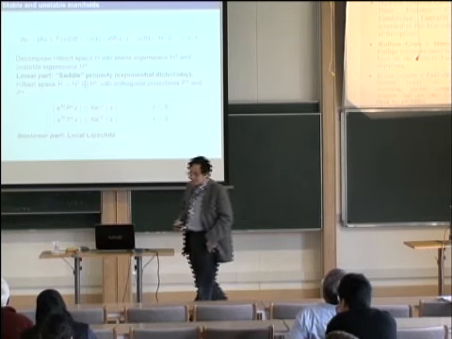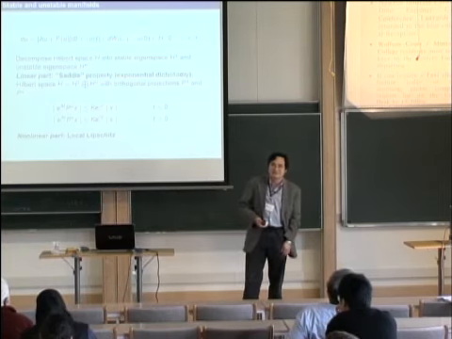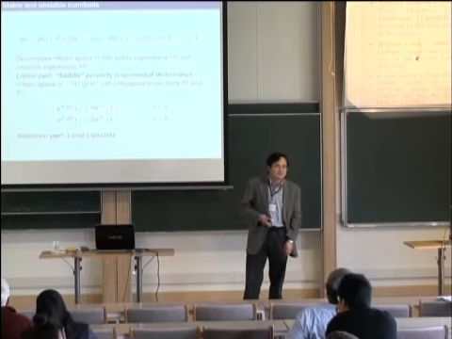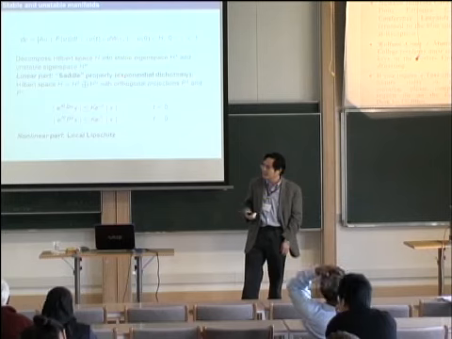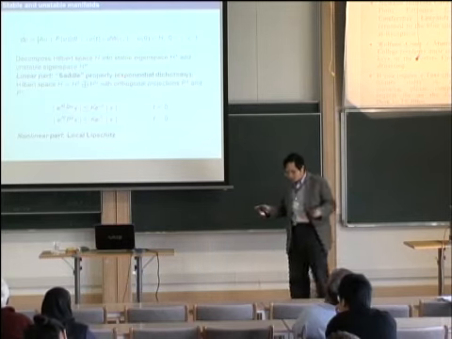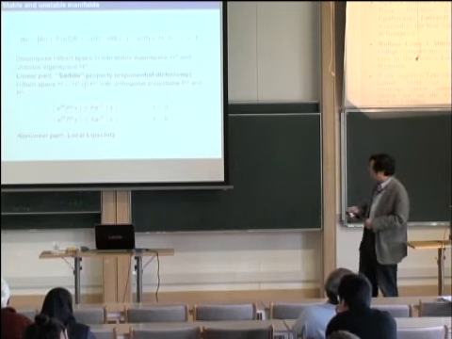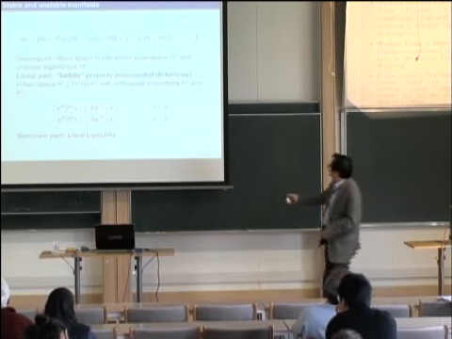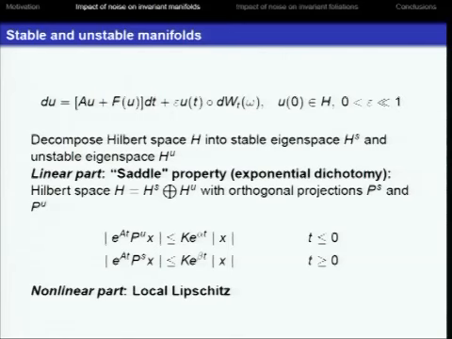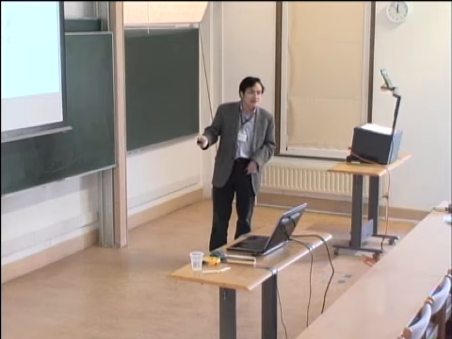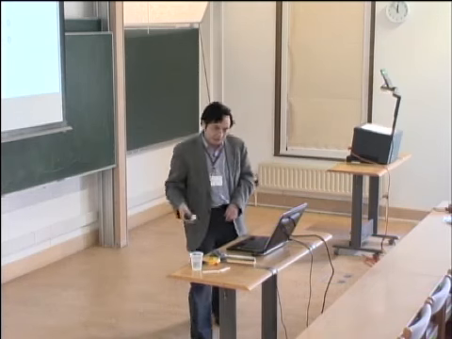Now the linear part. Remember in my example 2, I said a saddle. When you have a saddle, you have a stable and unstable manifold. Here I need some saddle property as well. Saddle means you have one direction that grows and one direction that contracts. In this Hilbert space setting, this saddle property is expressed in terms of exponential dichotomy. That means in one direction, the system grows at a linear level, and in the other, it contracts.